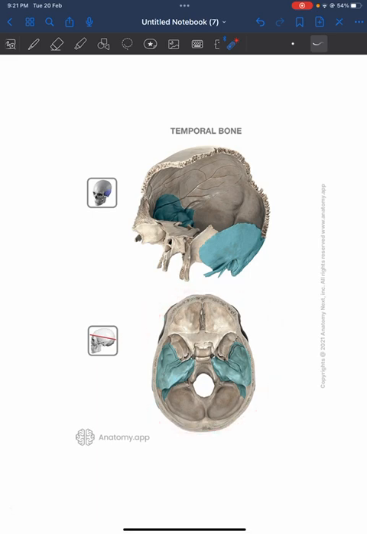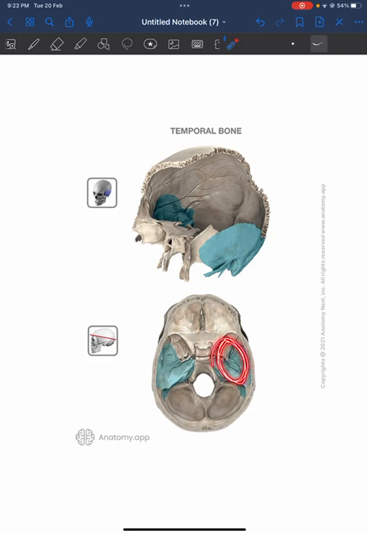This is the skull. When you remove the top part of the skull, you can see that there are three kinds of fossas or depressions. This is the anterior cranial fossa, the middle cranial fossa, and the posterior cranial fossa. Now, these fossas are nothing but depressions. Now, where is our middle ear present? Our middle ear is present in the middle cranial fossa.